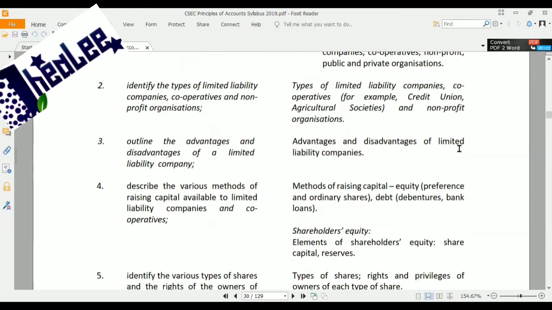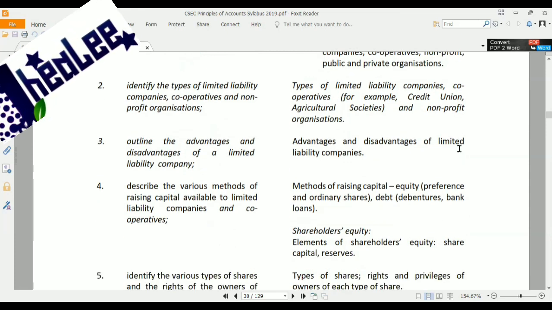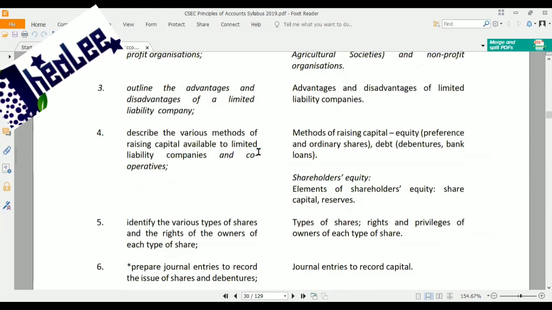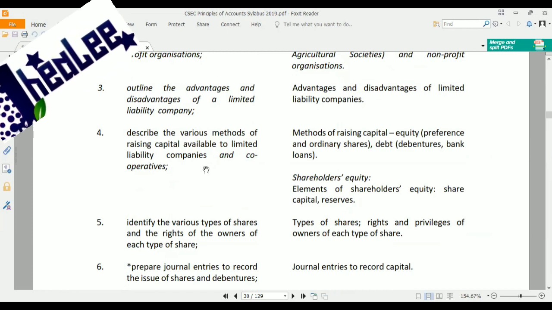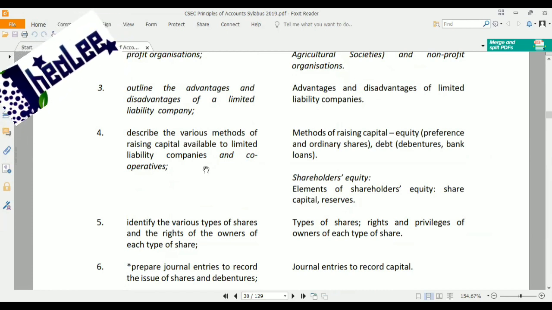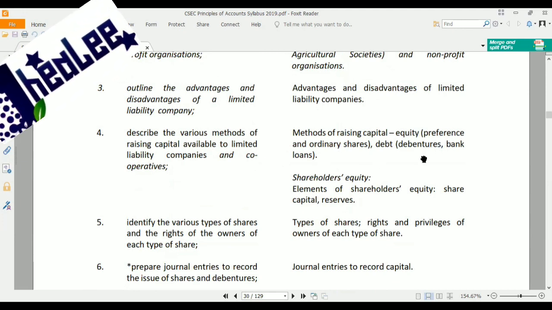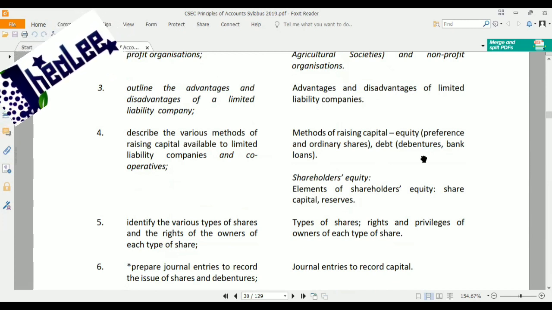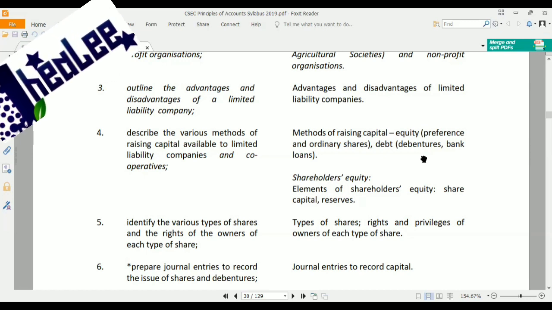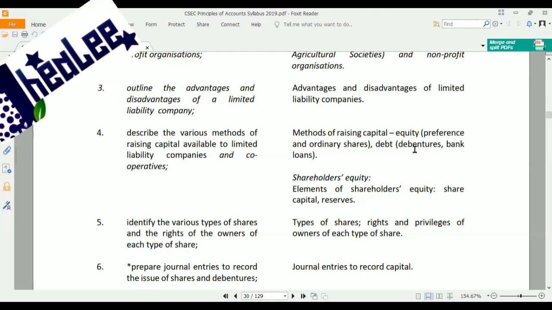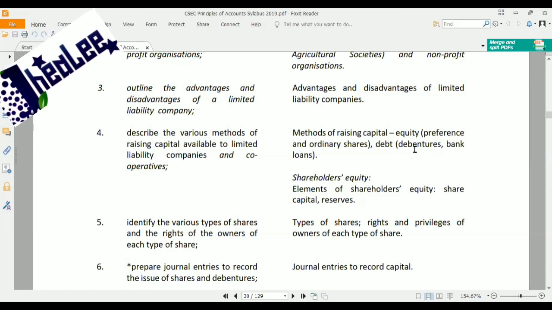Number 3, outline the advantages and disadvantages of limited liability company. Number 4, describe the various methods of raising capital available to limited liabilities company and cooperatives. Now, in terms of raising capital for the company, the business can sell shares, and the amount generated from that would form the equity of the business. When we talk about equity, we're looking at the capital. So you have 2 types of shares. You have the preference shares and you have ordinary shares. So you need to know the difference between these 2 as well, right?